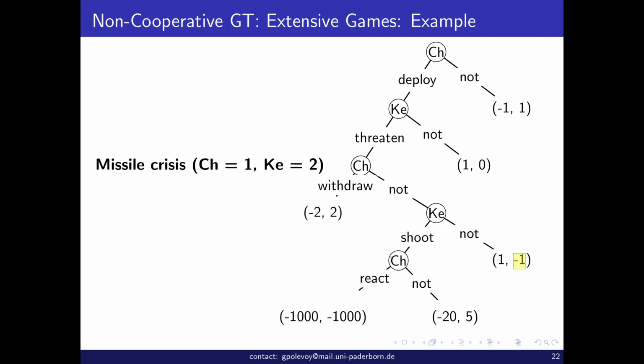Now, if Kennedy did shoot, then of course Khrushchev would have the choice, assuming that Kennedy doesn't completely destroy the Soviet Union before it can react. Assume that he only starts a war, then Khrushchev can react and go into a full-fledged nuclear war with a huge loss for both sides, -1,000, or he can remain passive, and then of course Khrushchev would incur not -1,000 but still a large loss to the reputation, to the military and so on, -20, and Kennedy would have a big local victory, +5.